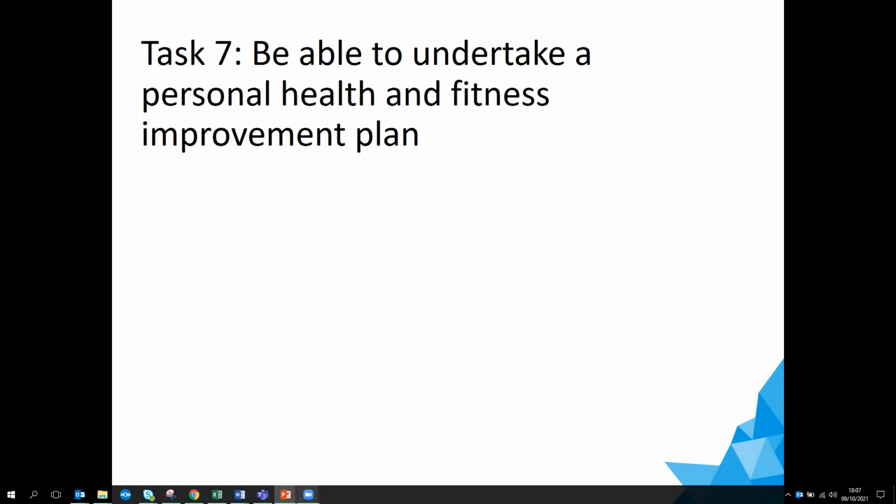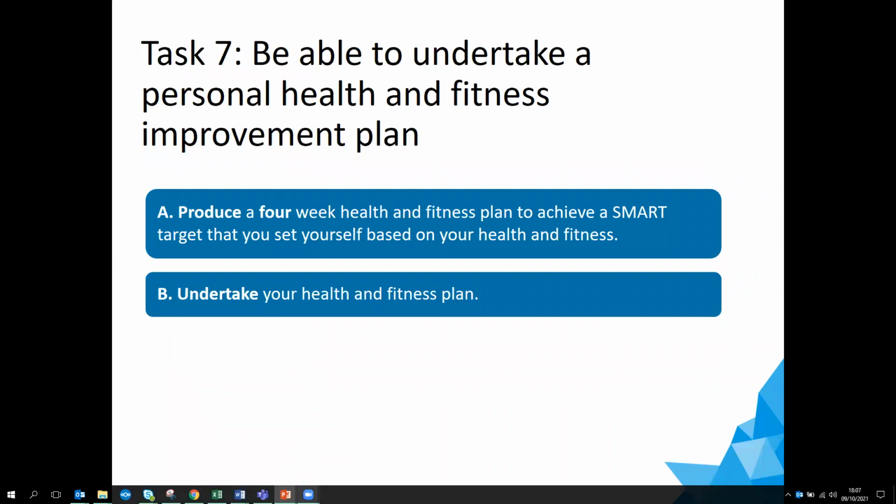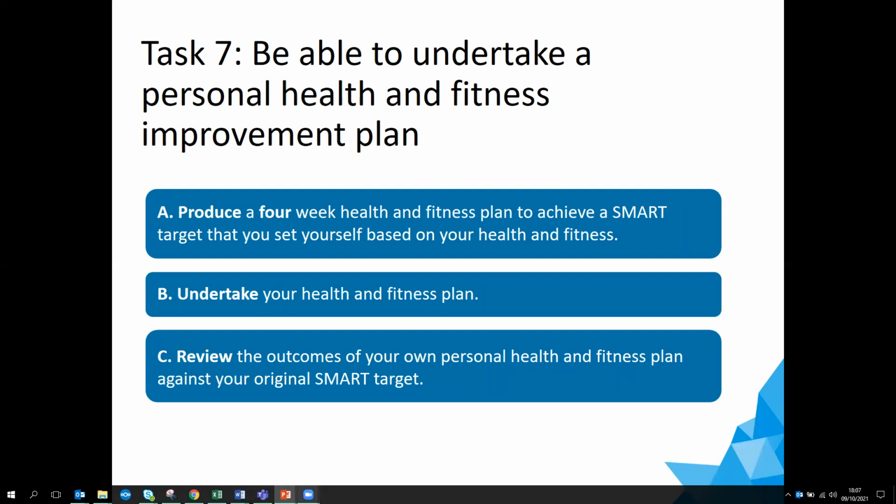Task 7 is split up into 3 parts. Part A is to produce a 4-week health and fitness plan to achieve SMART targets that you set yourself based on your health and fitness. Part B is to undertake your health and fitness plan. And part C is to review the outcomes of your own personal health and fitness plan against your original SMART target. Now, this webinar will cover part A only, because once you've produced the plan, you will then need to undertake it. And once you've done that, review the outcomes.